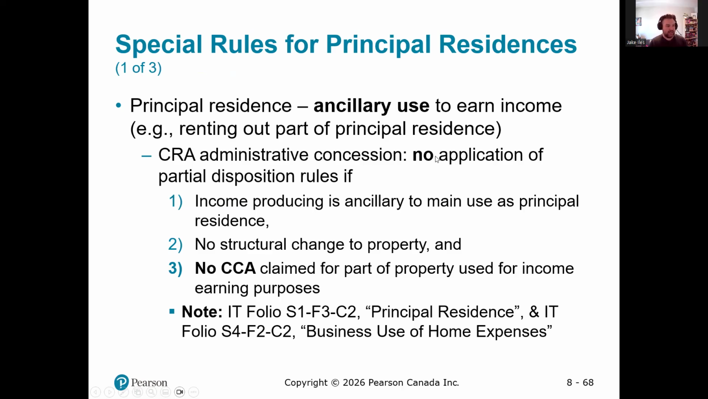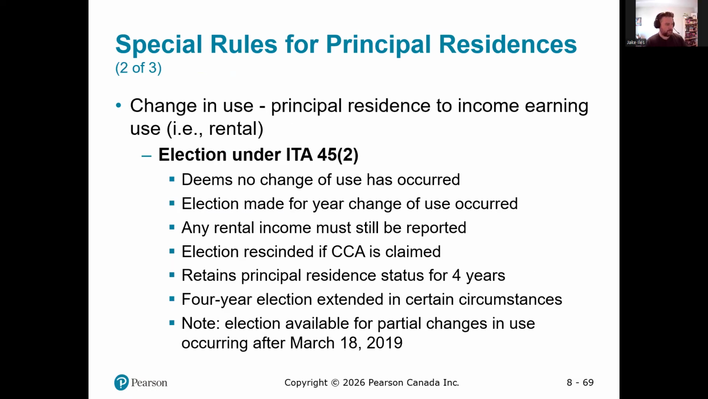This is slide 68. No application of partial disposition rules. Income produced is ancillary to the main use as principal residence. This is if I'm not using my whole house for rental, but I'm renting out the basement. I can still use my principal residence for it. Income earning use retains principal residence status for 4 years.